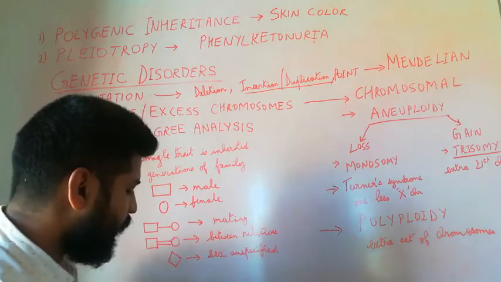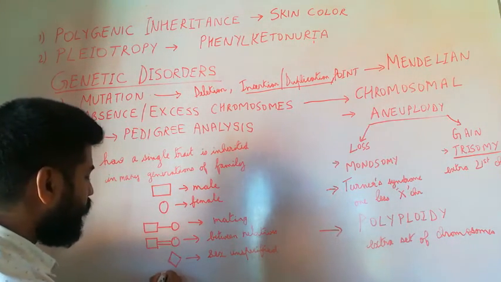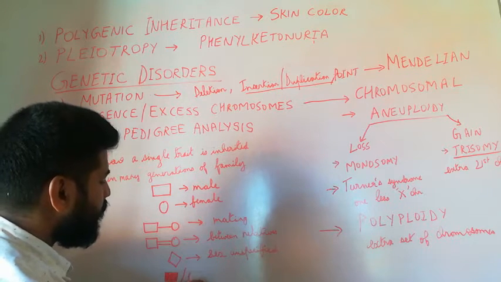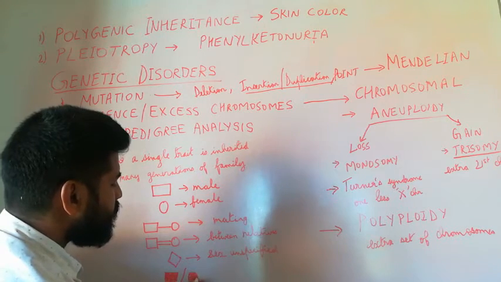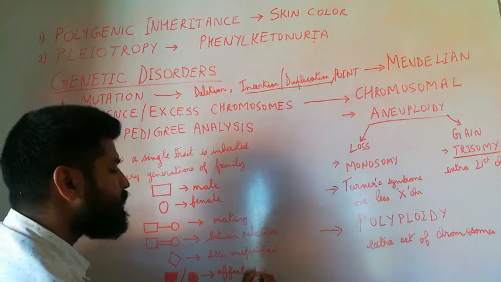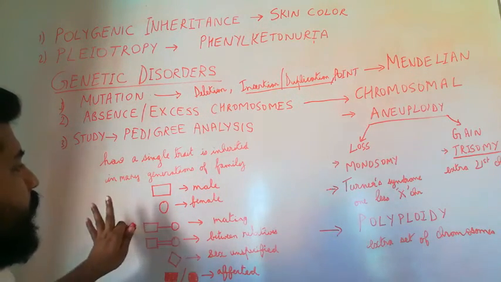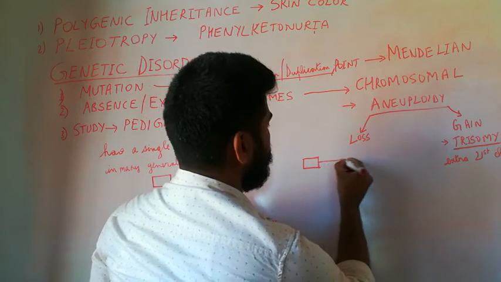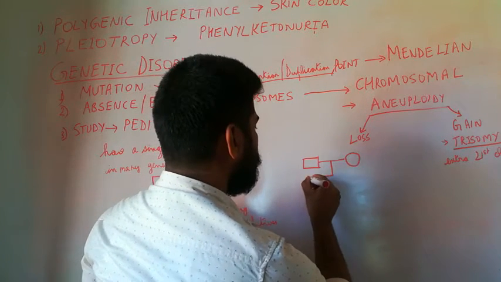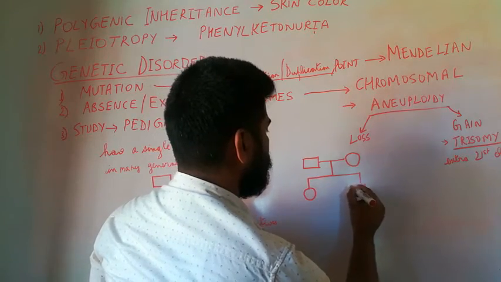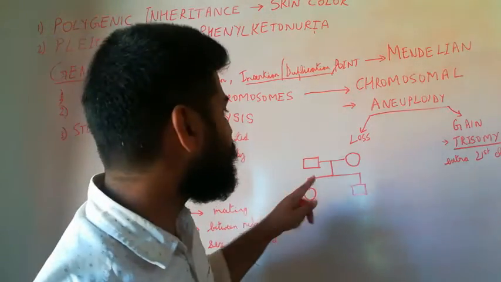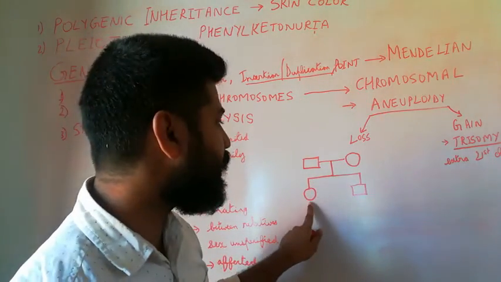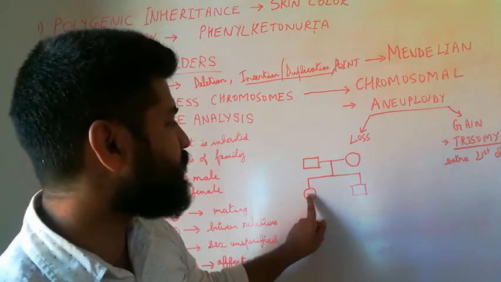So how do we draw a pedigree? Let us take one simple example. A square with red color inside, or a circle with red color inside, is an affected individual, meaning they have this disorder: an affected male and an affected female. These are the simple basic symbols. So let us draw a quick pedigree. We have a male and we have a female. This particular symbol means that there is a mating between a normal male and a normal female, and they have two children. The first child is a girl, the second child is a male. It is in exactly the same order.